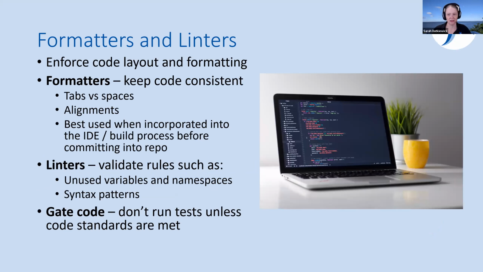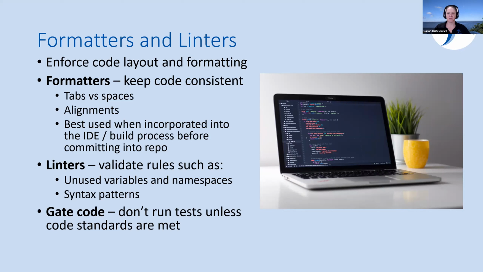So again, formatters, think of it like tabs versus spaces and your alignments. It's good to do these formatting things before you get them into the repo, but you can also use CI/CD to run some checks for you. And then linters will check to see variables, namespaces, certain patterns, certain other rules per se. So are you following a certain namespace naming convention? Are you putting numbers in the right format? And we'll see an example of that.